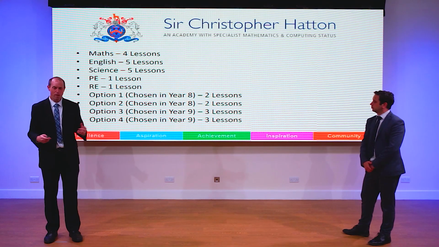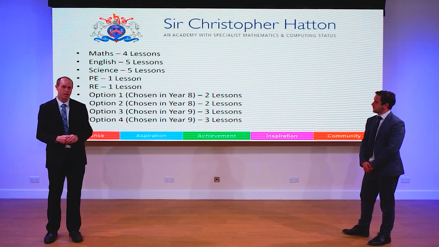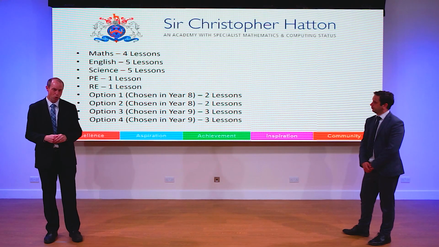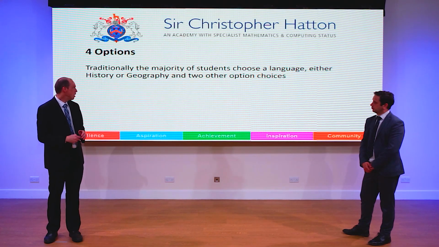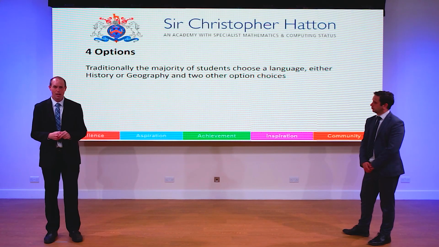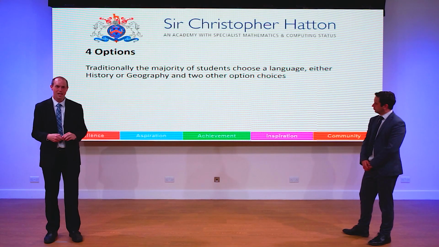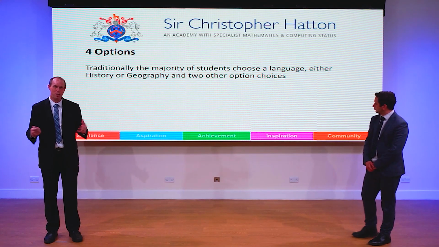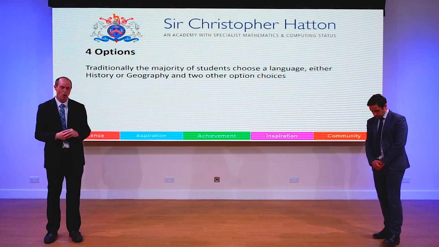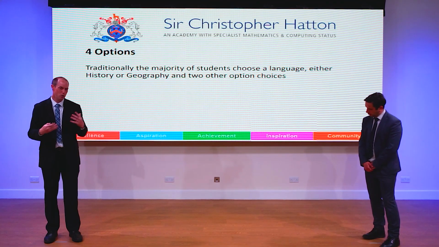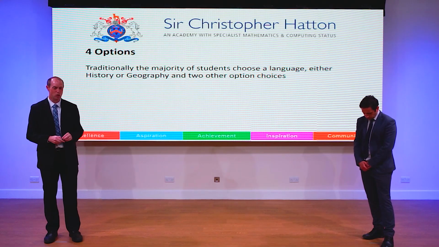So we've got hopefully a nice bit of information that I'm going to give you tonight to help make this process as smooth as possible. And I'm going to just try and keep things as clear as possible. So, what happens? Well, traditionally, students across the country, when they get to this stage, they choose 4 options. So Christopher Hatton, we have 4 options, no different to any other school.